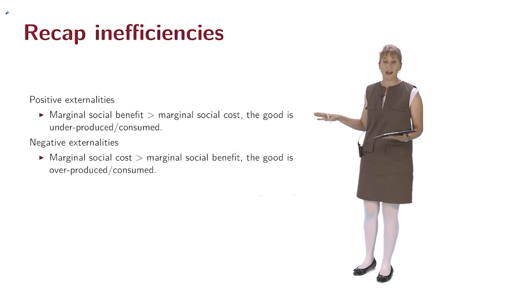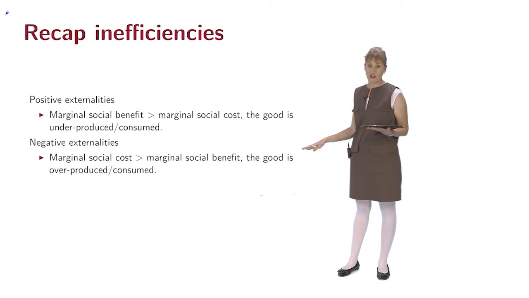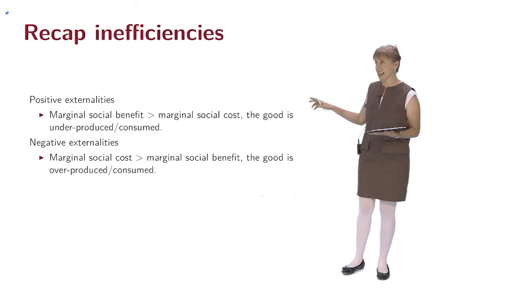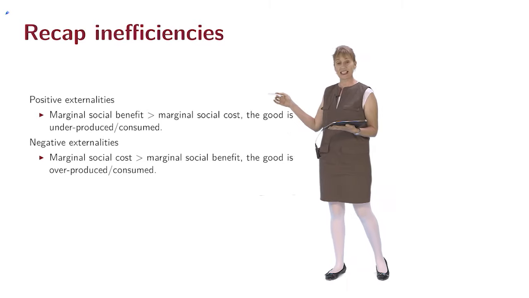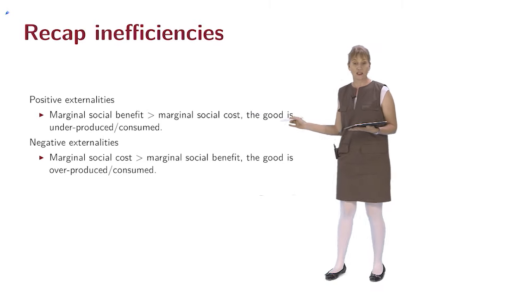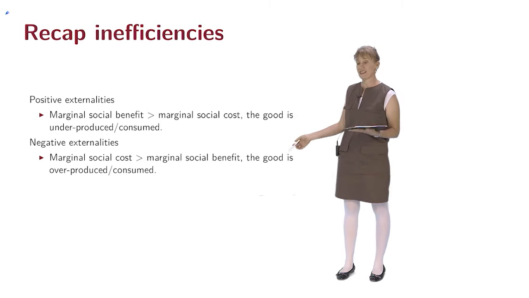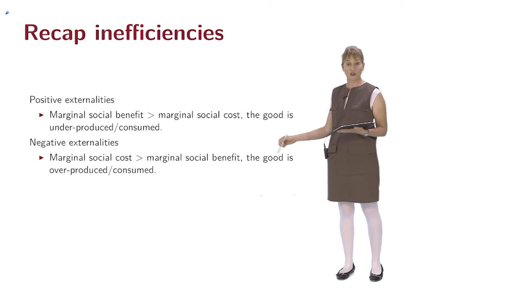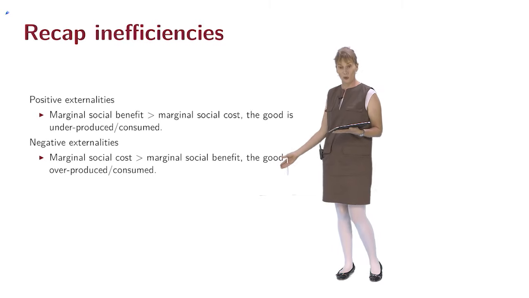So let's recap what we have. We can have positive externalities and negative externalities. In any case, we get a socially inefficient outcome. In the case of positive externalities, we see marginal social benefit exceeding marginal social cost, suggesting that the good is either underproduced or underconsumed. In the case of a negative externality, we see marginal social costs exceeding marginal social benefits, suggesting that the good is either overproduced or overconsumed.